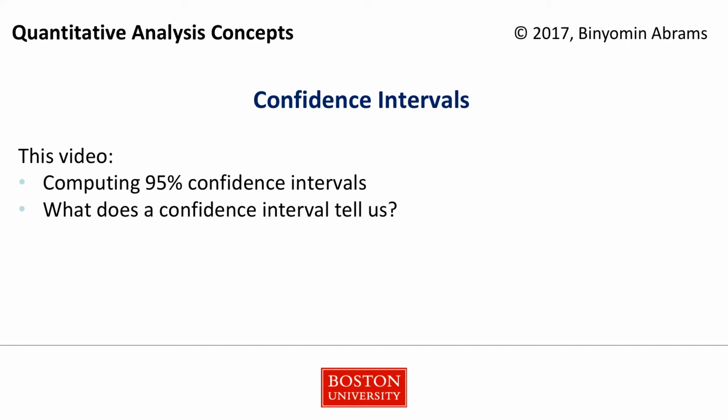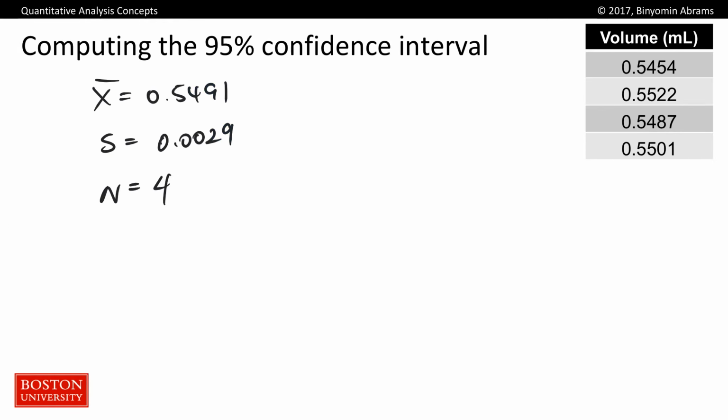In this video, we'll discuss 95% confidence intervals and what they tell us about our data. In a previous video, we looked at a random data set for some volumes, and we found that from the 5 points that we had, we could exclude one. Now, working with the most refined data set, we have an average value and a standard deviation for 4 different observations.